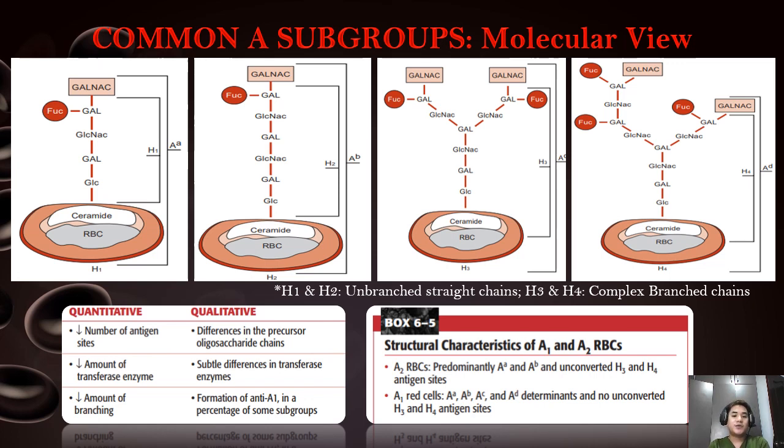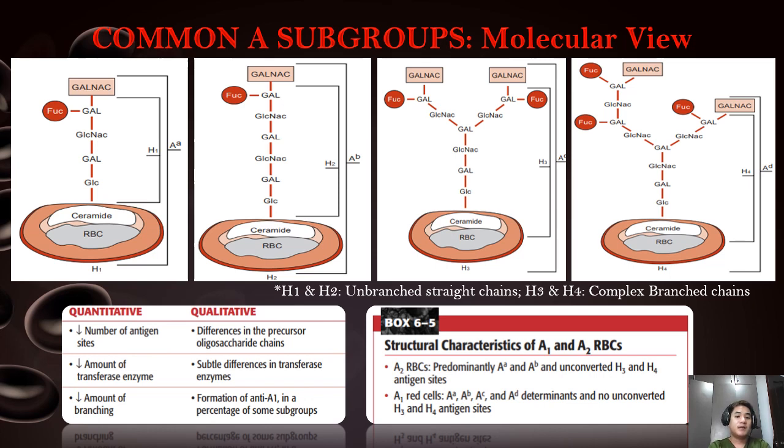While your more complex H3 and H4 antigens are converted efficiently by A1 enzyme into AC and AD determinants, in the case of A2 enzyme, conversion is remarkably poor on H3 and there is a failure of conversion for H4. And this is exactly why the A2 subgroup contains a higher concentration of unconverted H antigen sites than your A1 subgroup. However, it appears to have a less branched structure as opposed to your A1.